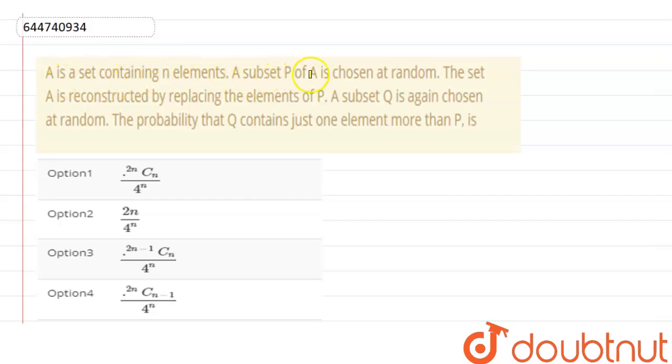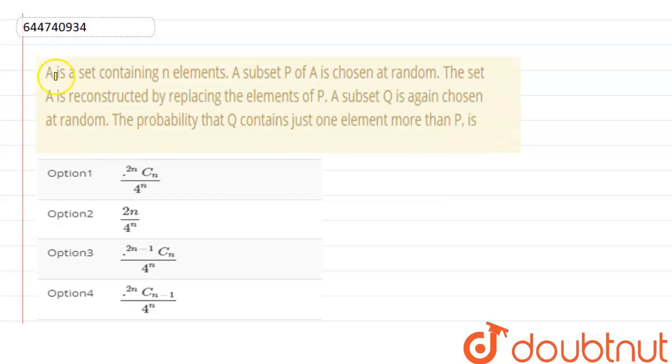A is a set containing n elements. A subset P of A is chosen at random. The set A is reconstructed by replacing the elements of P. A subset Q is again chosen at random. The probability that Q contains just one element more than P is.